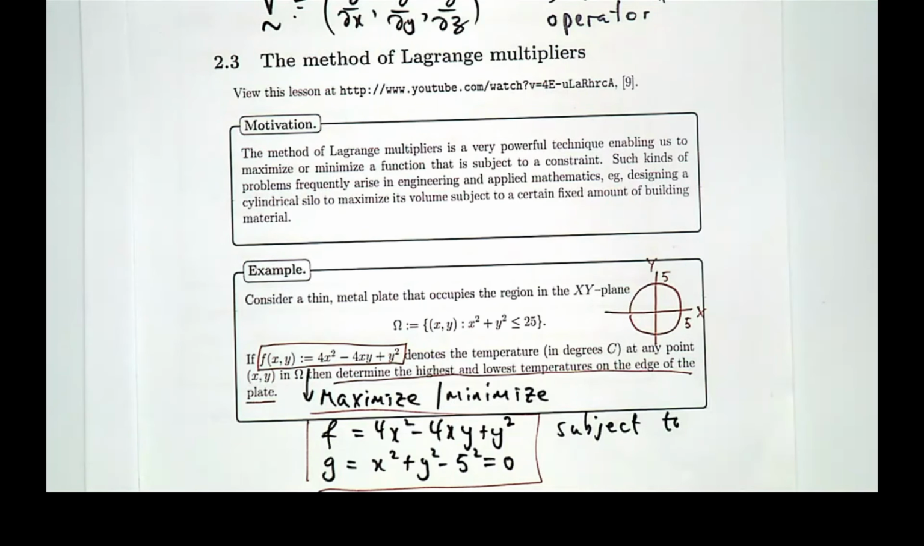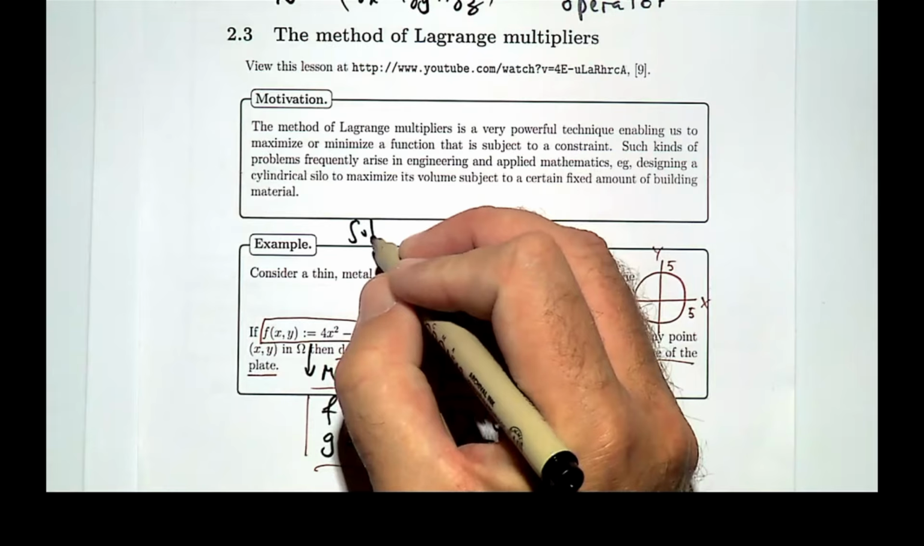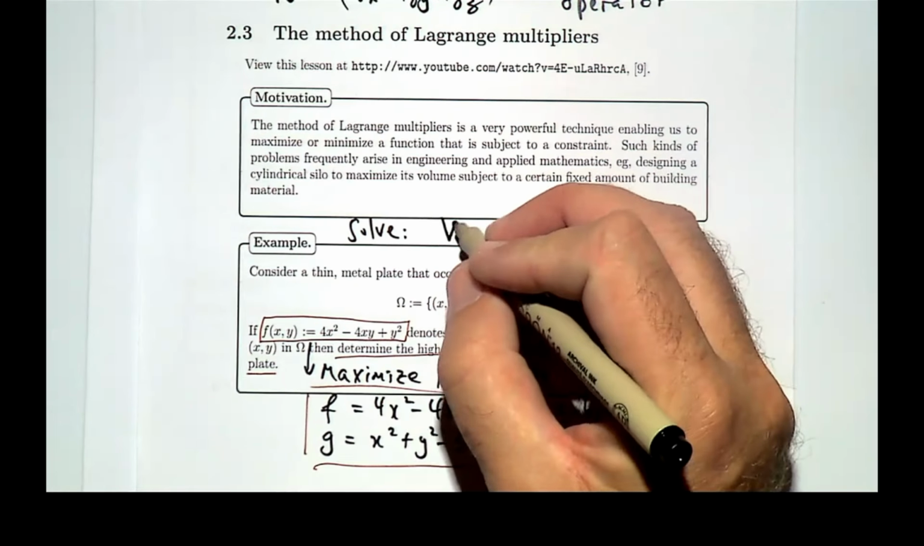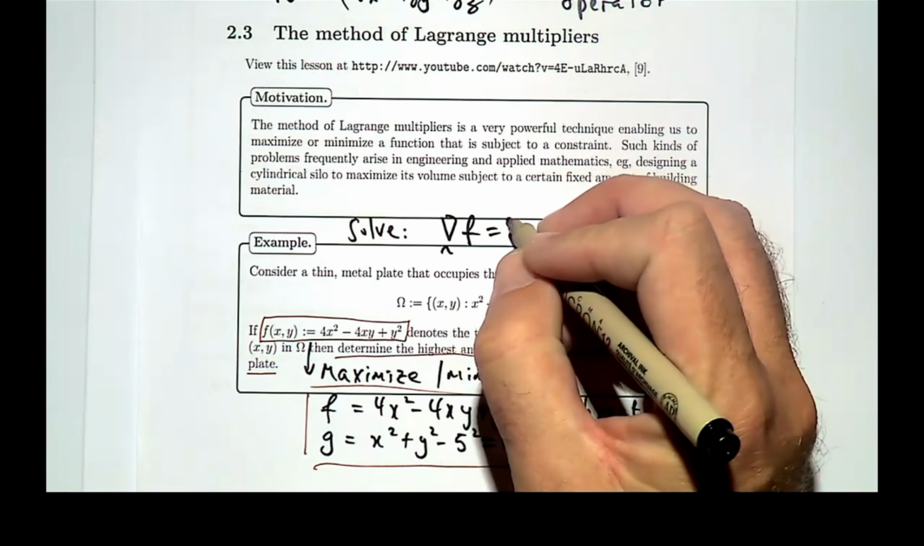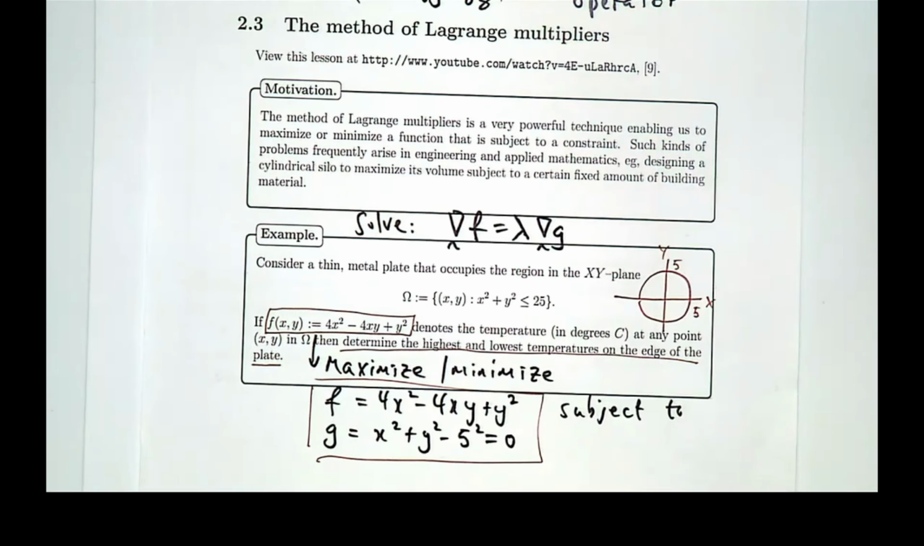But let's think about it for a second. Like I was saying yesterday, in these problems, the idea is to look at the normal vectors, okay? Look at the normal vectors. So, we're going to solve this equation.